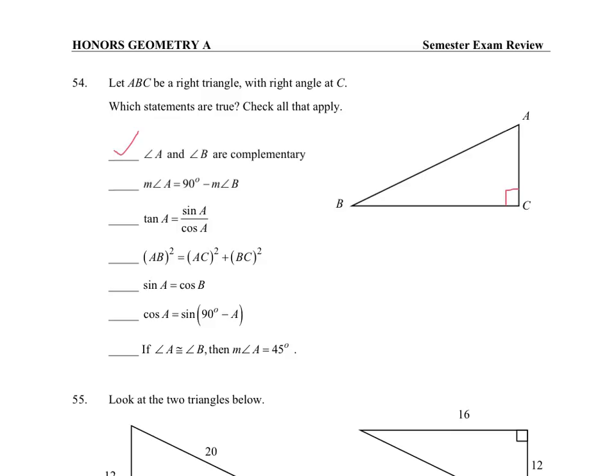All right, measure of angle A. So this angle right here is going to be 90 degrees minus the measure of angle B. Well, if A and B are complementary, I would agree that that statement is also true.